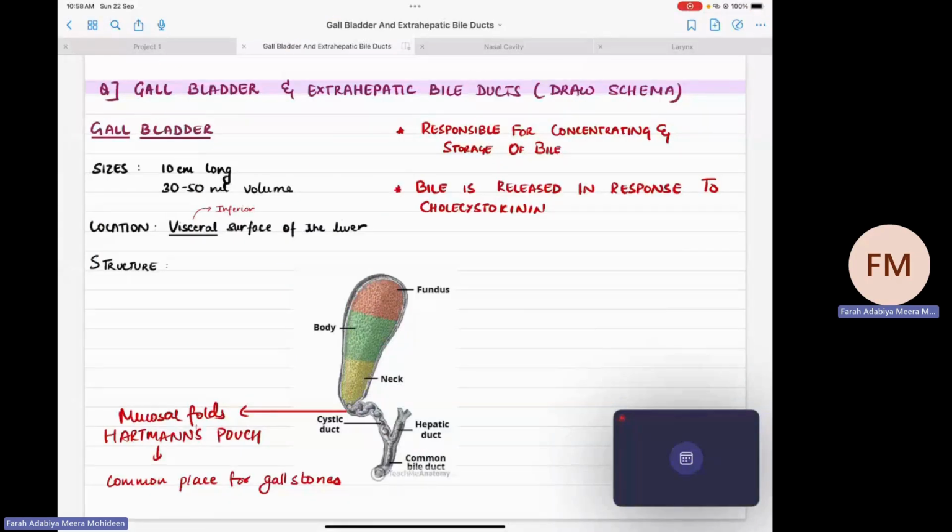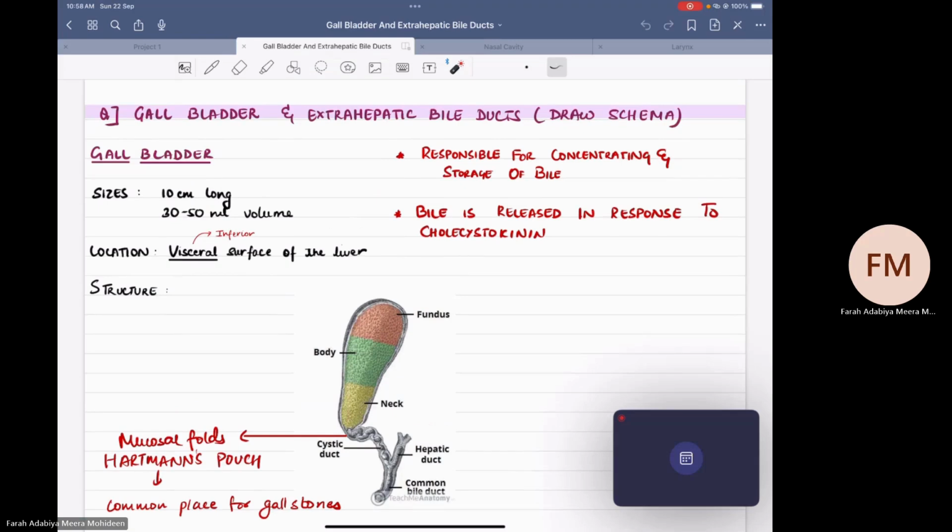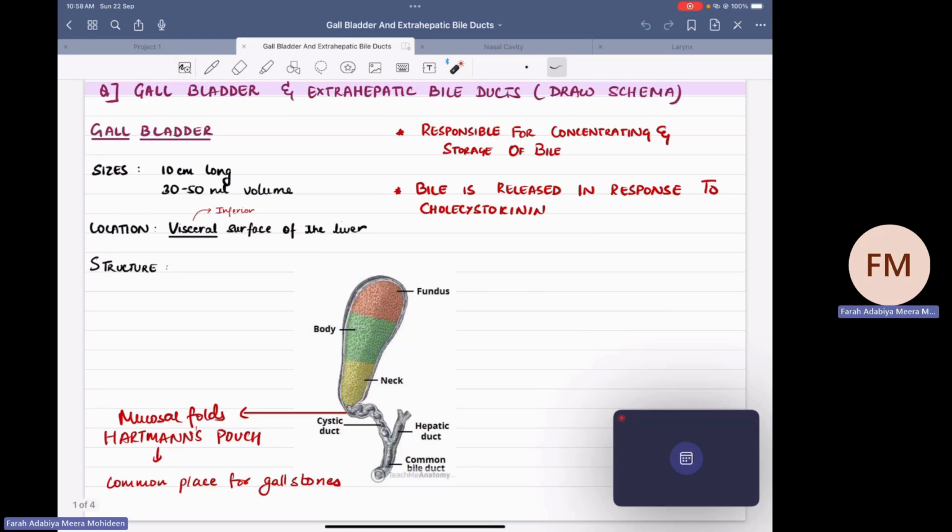Okay, so in this video, we'll be talking about the question gallbladder and extrahepatic bile ducts. So for the gallbladder, you'll have to talk first about the structure itself. The size is about 10 centimeters long and it has a capacity of holding 30 to 50 ml in terms of volume. The function of the gallbladder is majorly to concentrate and store bile.